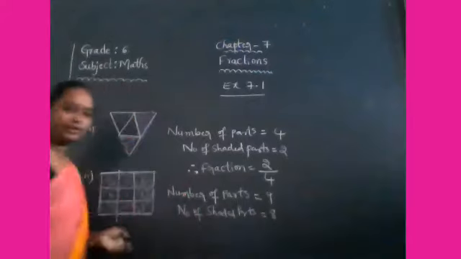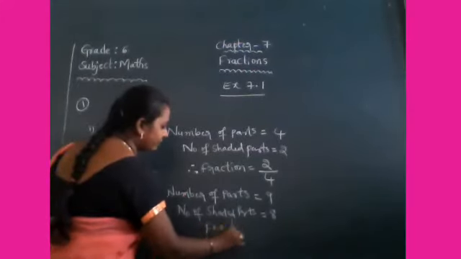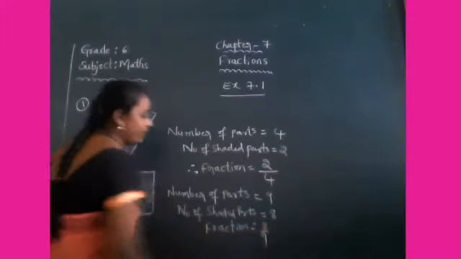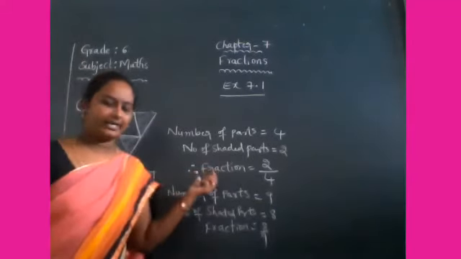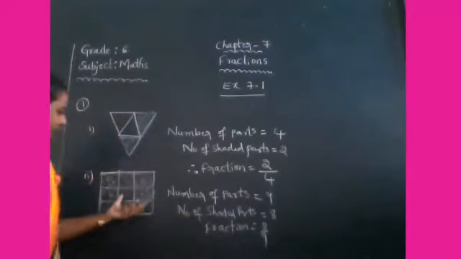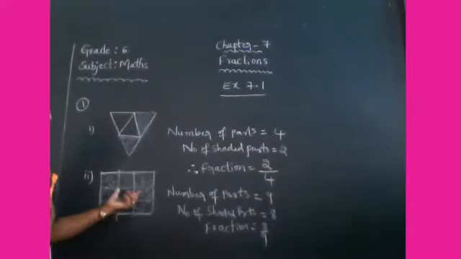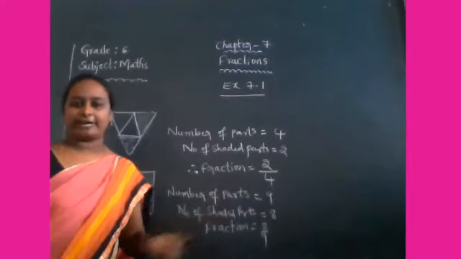So next, what do you have to write? Yes, you have to find the fraction. The fraction of this figure is 8 by 9. The 8 tells the number of shaded parts. The 9 tells us the figure is divided into how many equal parts. Here the figure is divided into 9 equal parts and 8 parts are shaded. It is our required fraction.